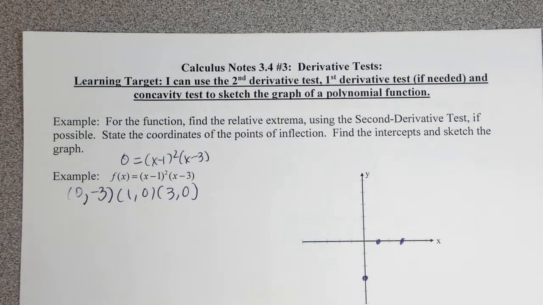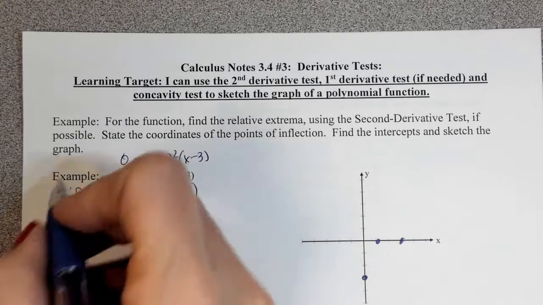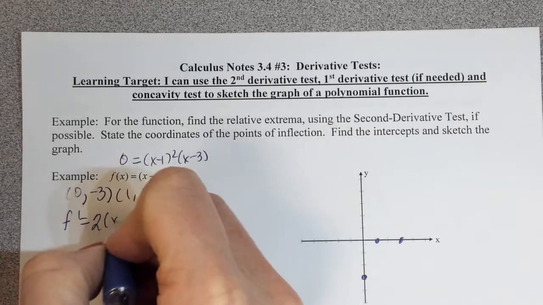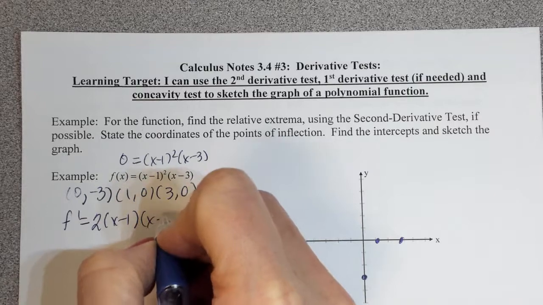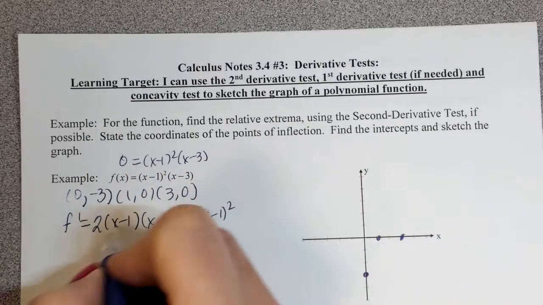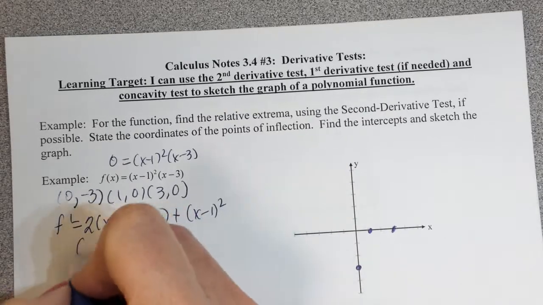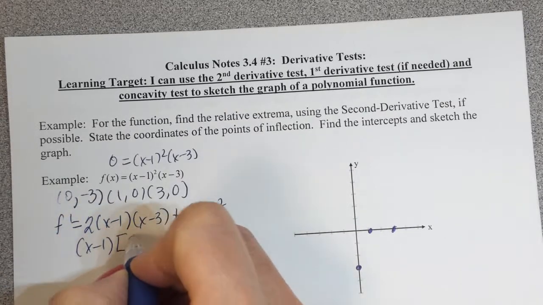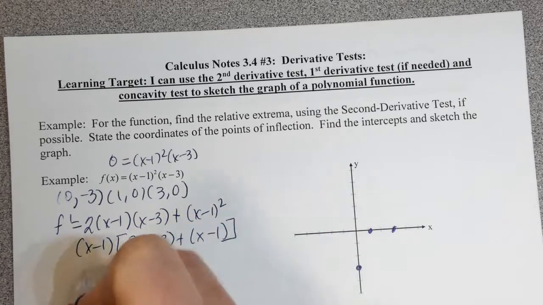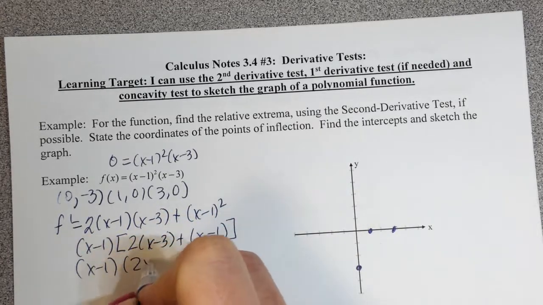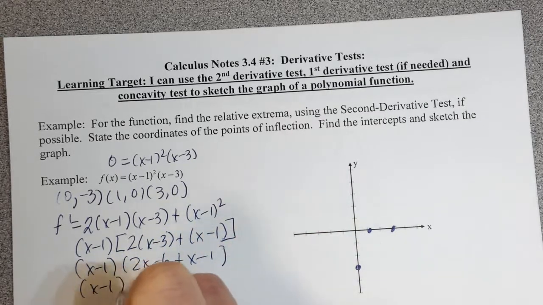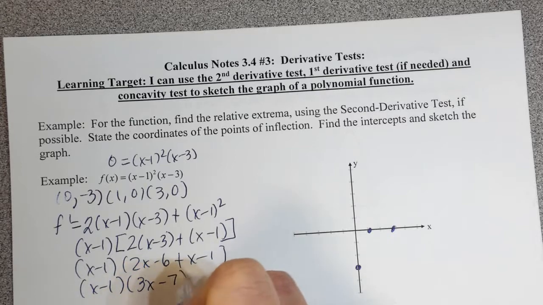Okay, so at this point we're going to find any extrema that we might have. So I'm going to take my first derivative. I'm going to do derivative of the first times the second plus the first times the derivative of the second. In order to set this equal to 0, I'm going to have to factor out an x minus 1. I'm left with 2 times x minus 3 plus x minus 1. That gives me x minus 1, 2x minus 6 plus x minus 1. So I have x minus 1 times 3x minus 7.